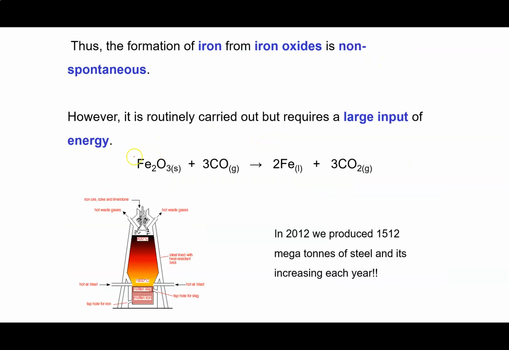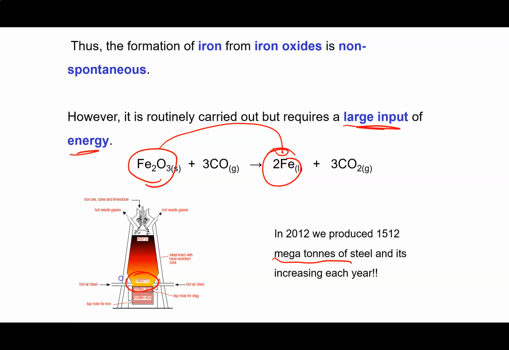In fact, we take very large amounts of iron 3 oxide and turn it into iron every year. We perform this reaction on the megaton scale. This is a common industrial reaction to take iron 3 oxide and turn it into iron. However, because it is a non-spontaneous process, it requires a large input of energy, and we typically will perform this reaction at about 1800 degrees Celsius in what's called a blast furnace. And it's kind of an interesting reaction.